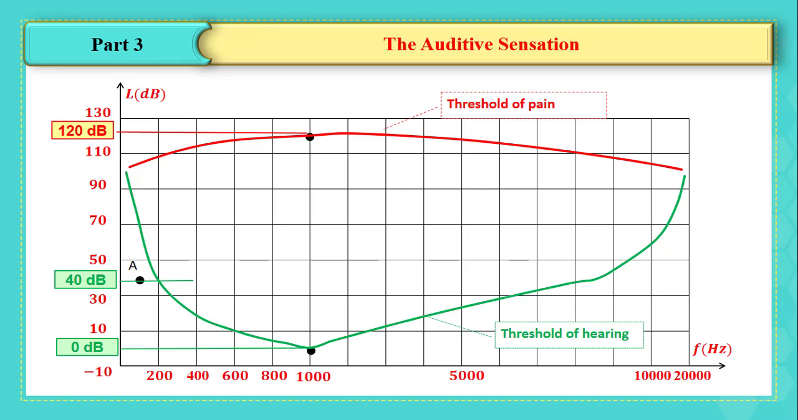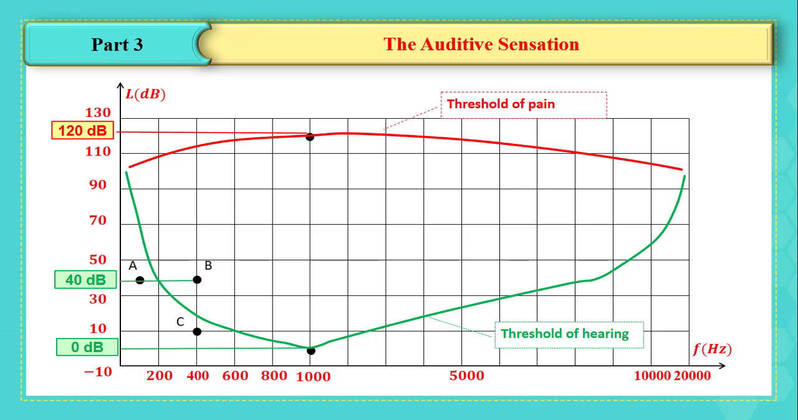Point A represents a sound of frequency 100 Hz and 40 decibels. But it is below the green curve, that means the frequency condition is verified, while the condition of the threshold of audibility is not verified. We deduce that this sound is inaudible. Point B represents an audible sound because both hearing conditions are satisfied. Pay attention that A and B have the same sound intensity level, but the first is inaudible while the second is audible.